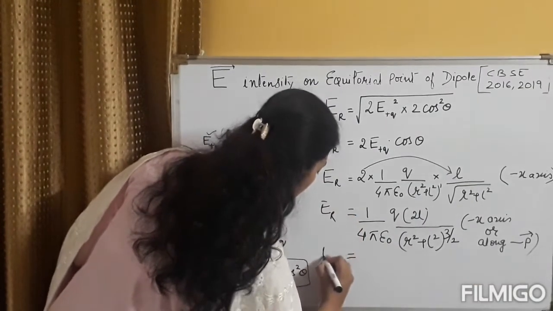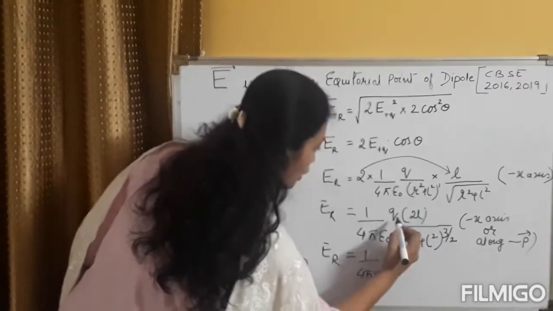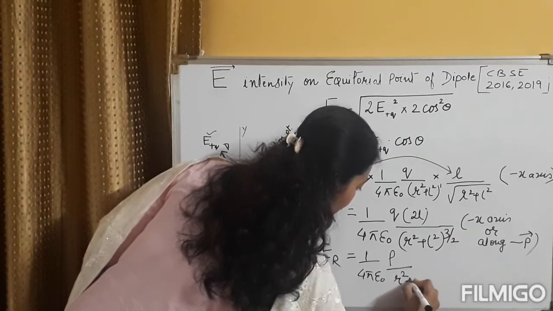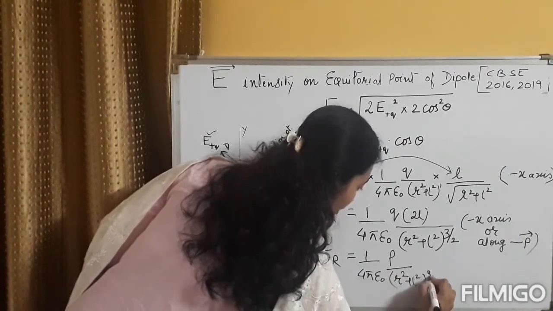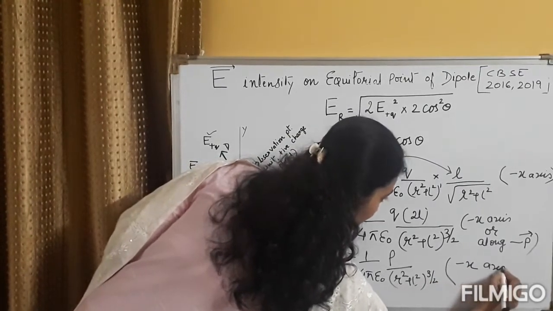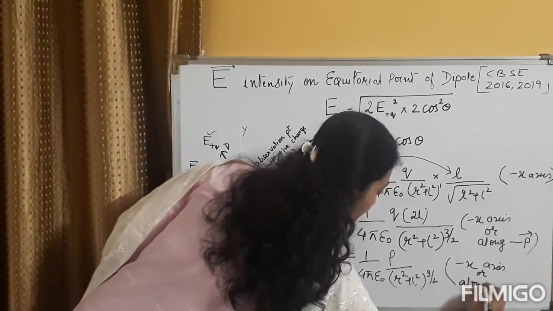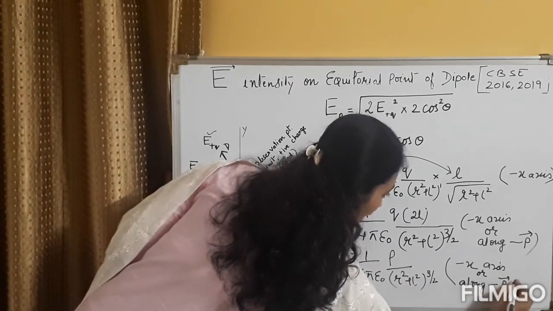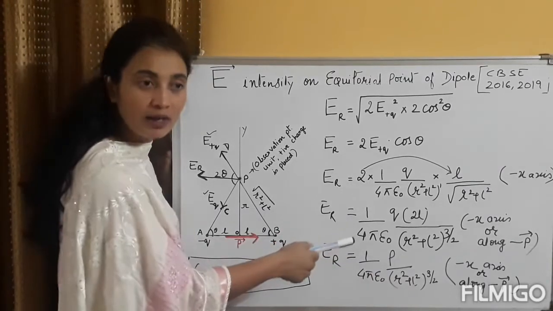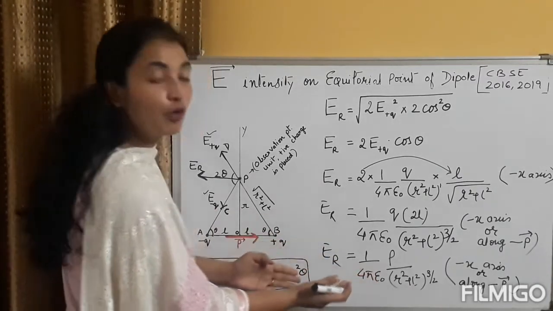So I will replace this. This is E resultant. I can write it as 1 by 4 pi epsilon naught Q into 2L. This is nothing but dipole moment P upon (R square plus L square) to the power 3 by 2, and the direction is either you can write minus x axis or you can write along minus P vector. I hope you are getting it. We can simplify these things further and we can see what we are getting when we take it for a short dipole.